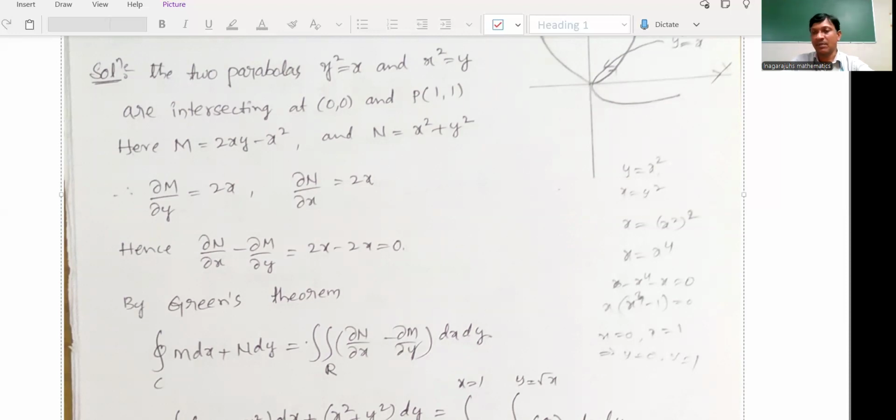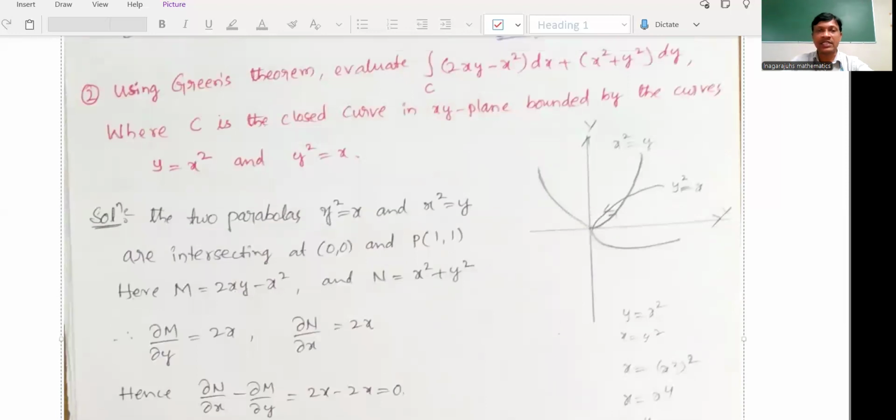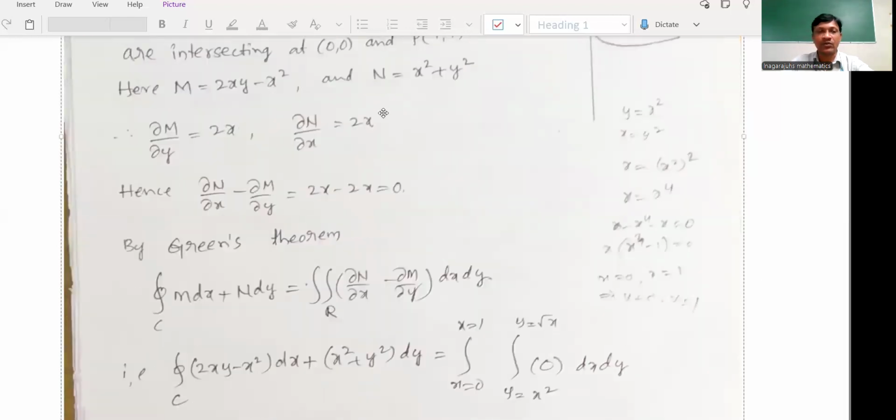Okay, in the xy plane. Next, the given integral equation is in the form of M dx plus N dy. So here let M is equal to xy minus x square, N is equal to x square plus y square. Which implies dou M by dou y is equal to 2x, dou N by dou x is equal to 2x. So hence dou N by dou x minus dou M by dou y is equal to 2x minus 2x, both are cancelled, that is equal to 0.